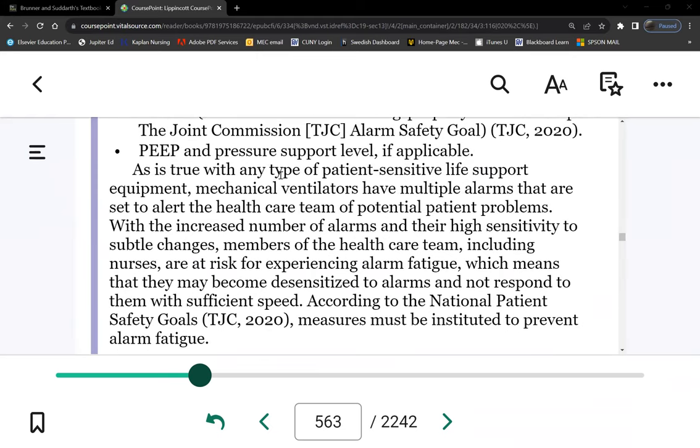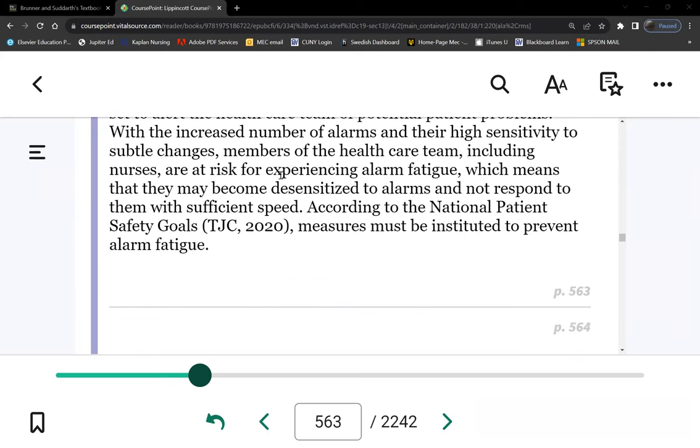A general rule is yes, there will be noises, there will be alarms, but who do you always assess first? The patient. Look at the patient first, not the machine. The vent will ask for your attention, but patient first. No matter what the vent says, look at your patient, literally. So same principles as with cardiac monitoring we did last semester.